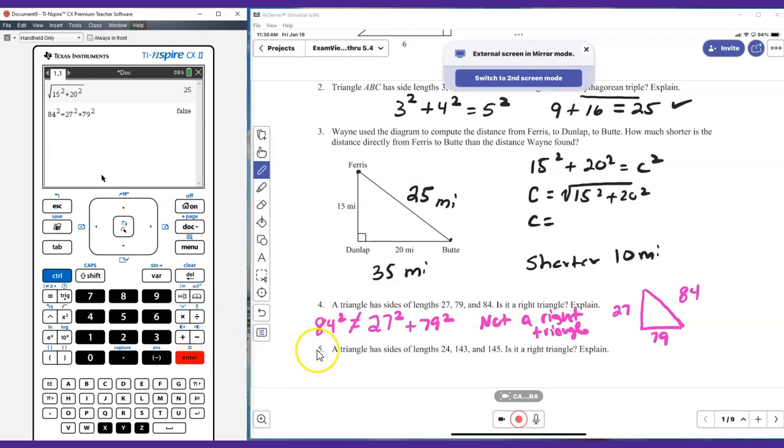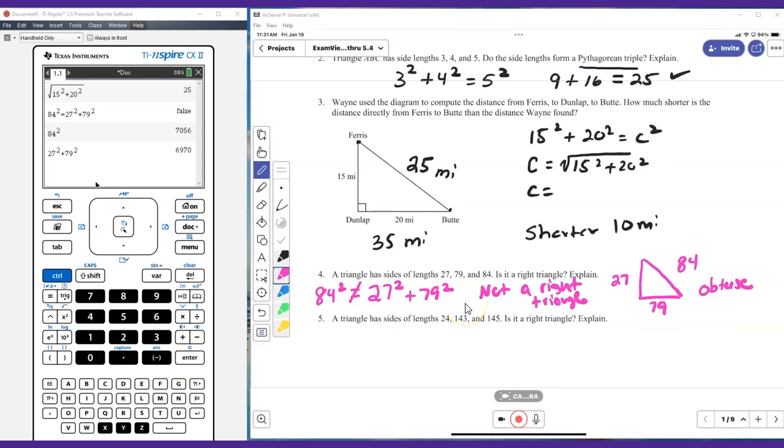Now, if 84 squared is larger than 27 squared plus 79 squared, it's obtuse. So 84 squared is 7,056. And 27 squared plus 79 squared is smaller. Okay, so it's obtuse. So this is an obtuse triangle.